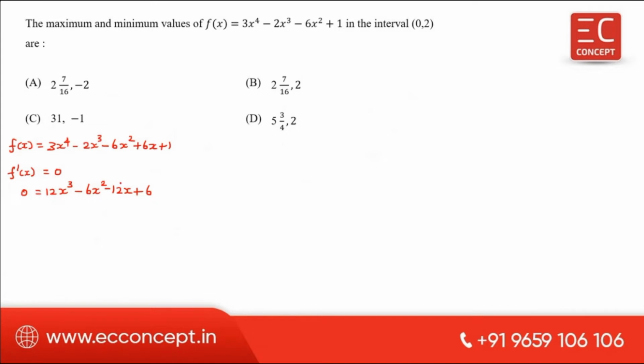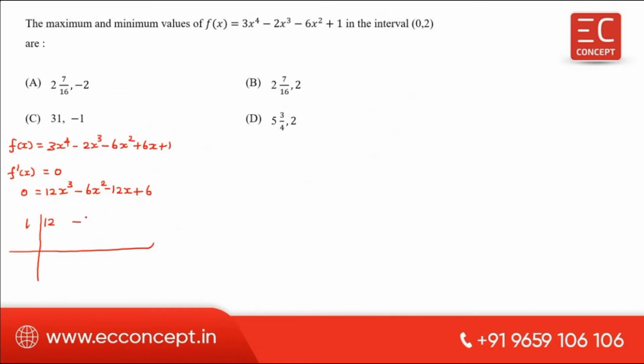So this is a cubic equation, right? So you can use the synthetic division technique. First, if you substitute x equal to 1, then 12 minus 6 minus 12 plus 6 cancels out and you will get 0. So x equal to 1 satisfies this equation, right? Therefore, then the remaining values you have to calculate.